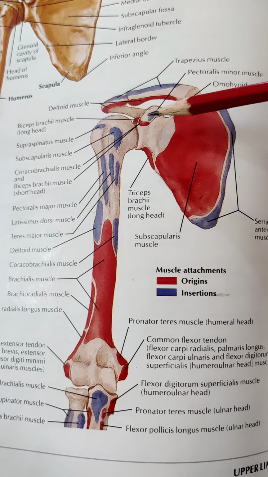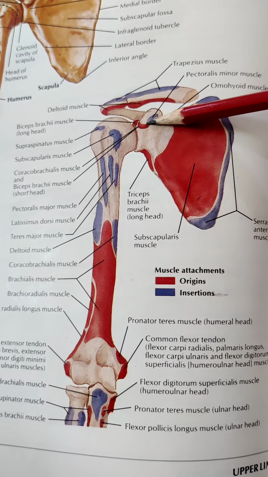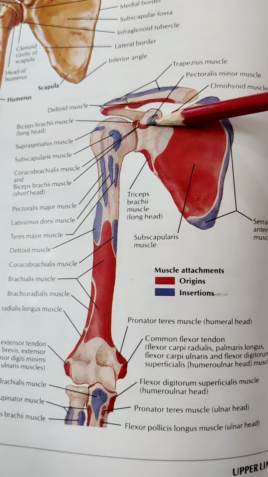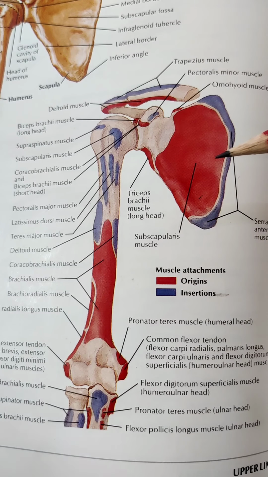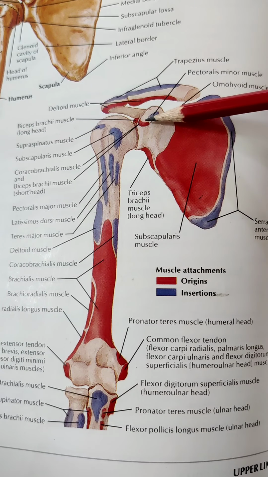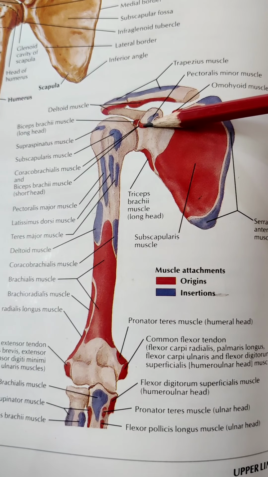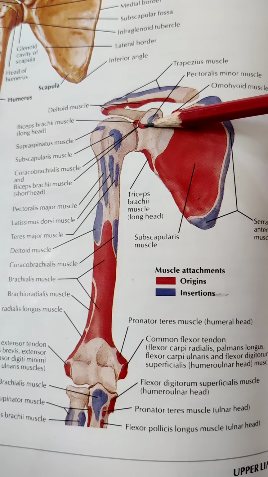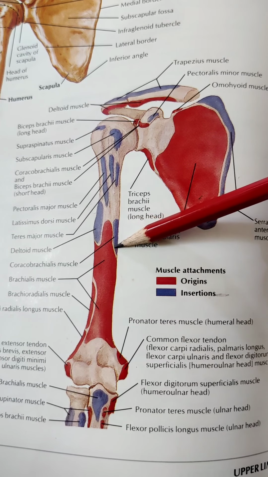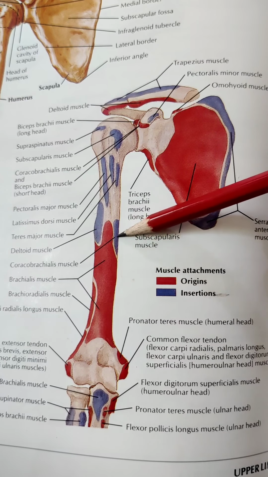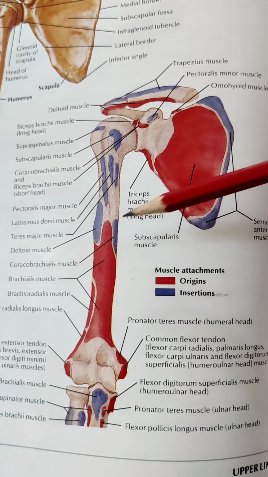So this red color at the tip of the coracoid process represents the origin of both the coracobrachialis and the biceps brachii, the short head of the biceps brachii muscle. So the coracobrachialis originates from the tip of the coracoid process of the scapula here, and the insertion is here into the medial aspect of the shaft of the humerus. So this blue color represents the insertion of the Coracobrachialis muscle.